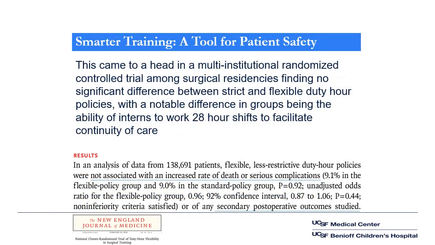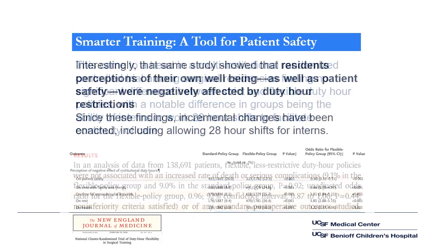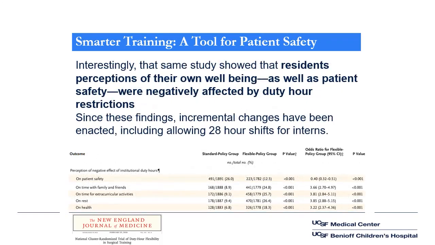This came to a head in a multi-institutional randomized controlled trial among surgical residencies that found no significant difference between strict and flexible duty hours policies, with a notable difference in groups being the ability of interns to work 28-hour shifts in order to facilitate continuity of care. That same study actually showed that residents' perceptions of their own well-being, as well as patient safety, were negatively affected by duty hours restrictions. Since these findings, incremental changes have been enacted, including allowing 28-hour shifts for interns.